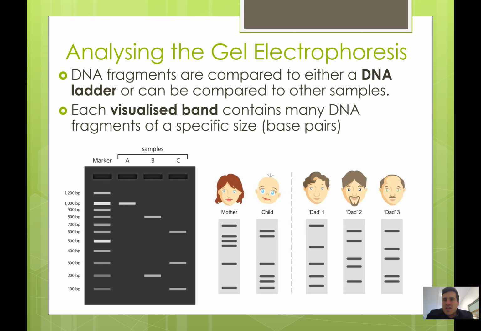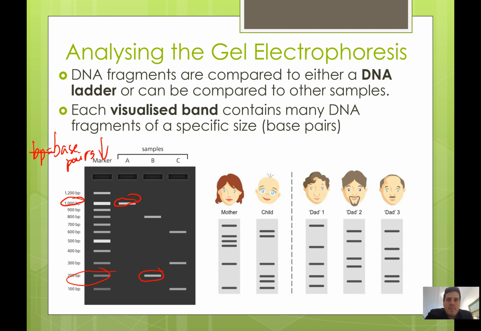All right, so how do we analyze this gel electrophoresis? So the DNA fragments are compared either to a DNA ladder or to other samples. Okay, each visualized band contains many DNA fragments of a specific size. So this is a DNA ladder, so this one here, and it just has a bunch of fragments, but we know the size of all of these fragments. So we can use the DNA ladder to compare the size of fragments. So for example, this fragment here I know is around 1,000 BP, which means base pairs long. Okay, we know that this fragment is about 200 base pairs long.